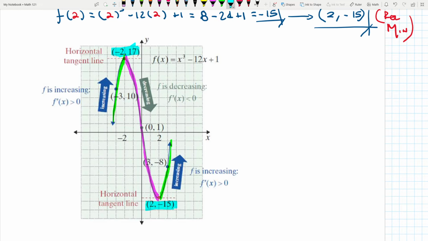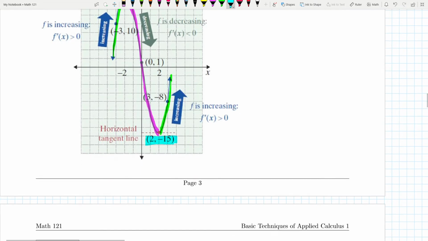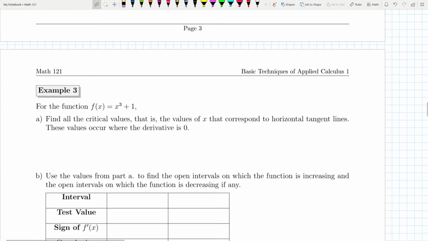Of course, there's a little bit more about this that is called the second derivative test, which tells us about the concavity of the function and if we have points of inflection. However, that's going to be left for a section in a further chapter. In the meantime, we're going to do only the first derivative test. Let's go ahead and do another example.